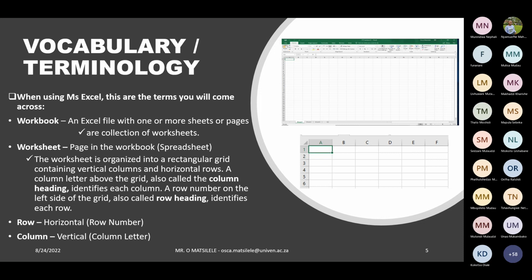A row number, these are the numbers 1, 2, 3, 4 up to infinity. This row number on the left side, we call a row heading. A row is horizontal, a row number. A column is vertical, which is a column letter. These are the column letters, and these are the row numbers. You have to understand these before we continue understanding the column and the row. If you understand this, you are done with Excel. You will see it as we continue.